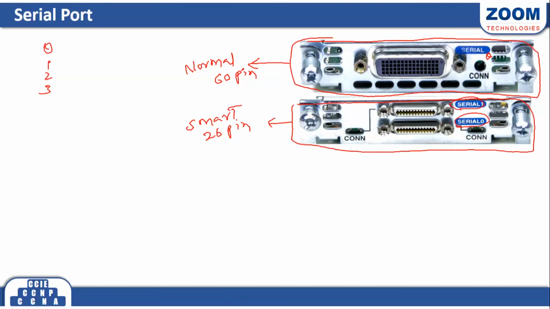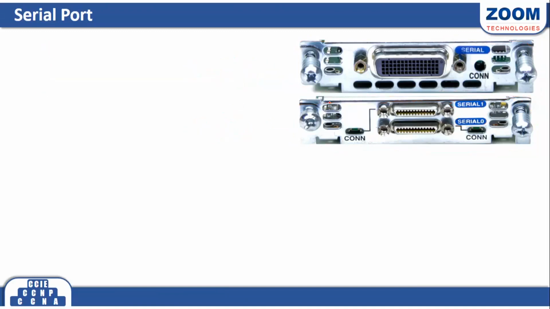If you purchase one normal serial slot, how many branches can we connect it to? One branch only. One ISP only can connect. But if you purchase a smart serial slot, how many ports are you getting in one slot? Two ports. Two branches we can connect, two service providers we can connect now. So normal slots are outdated.